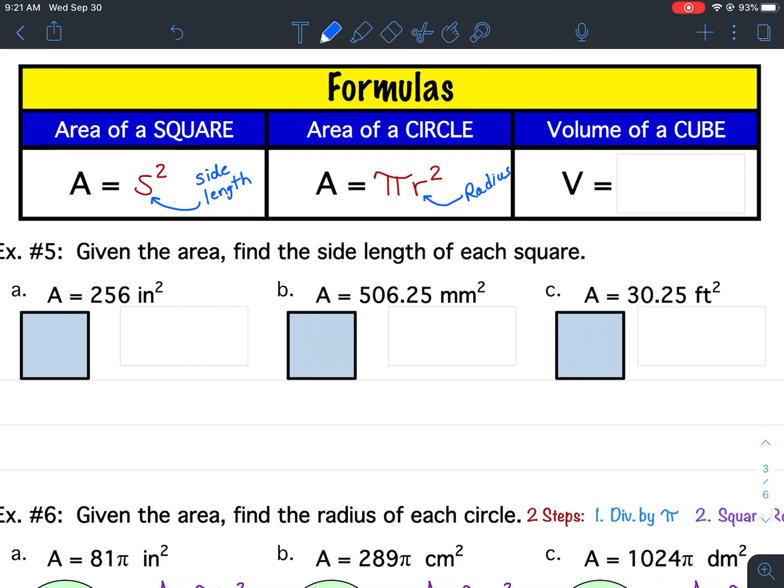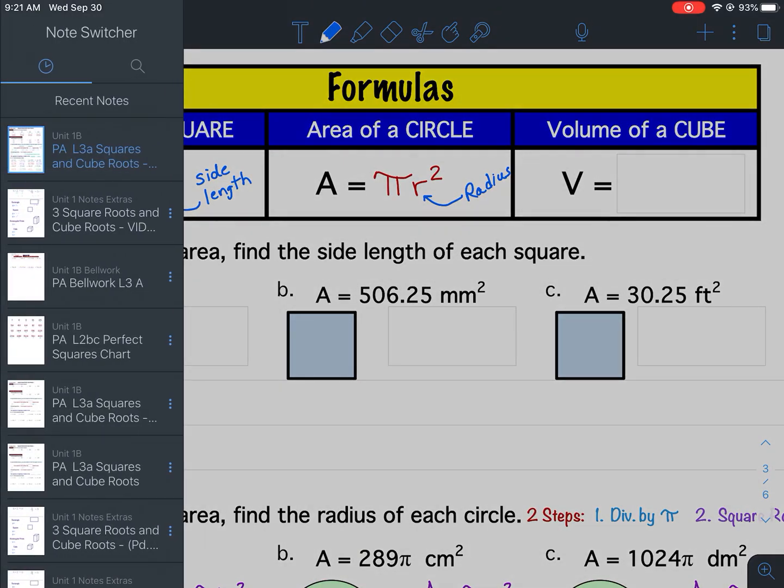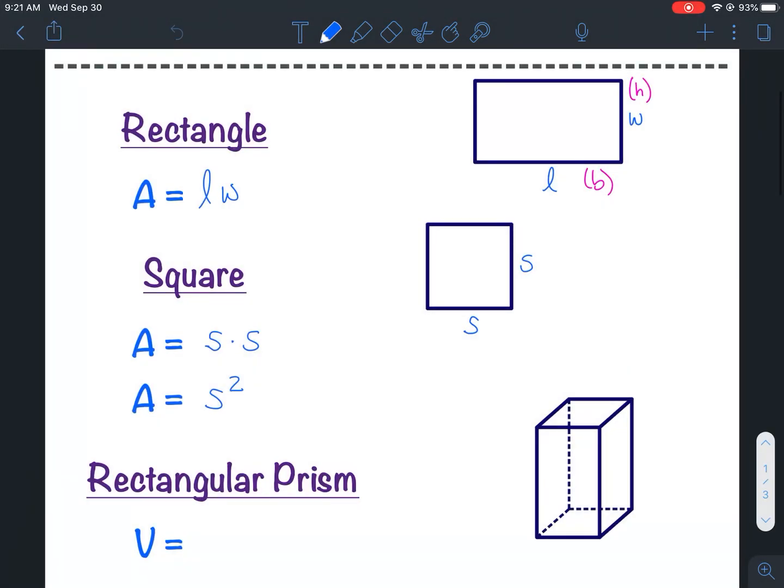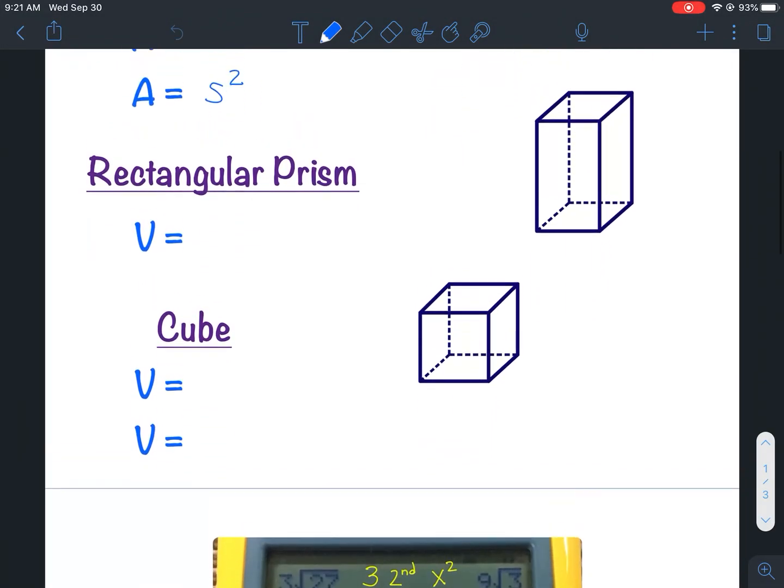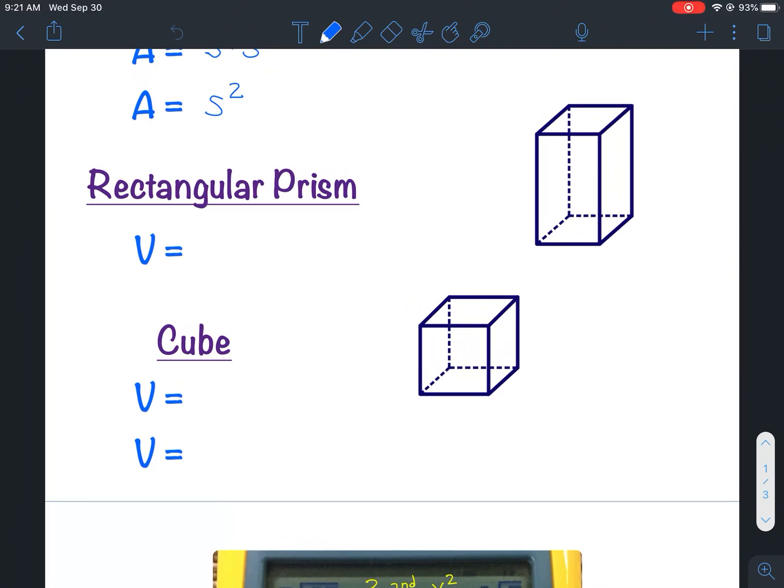All right, volume of a cube. Before we look at volume of a cube, I'm going to go back to this paper. Prisms are three-dimensional, so not only do you have a length and a width, but you also have a height. To find the volume of a rectangular prism, you take length times width times height.